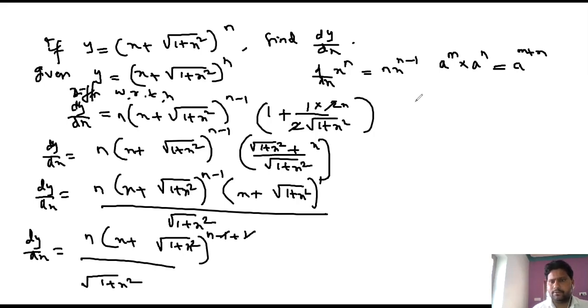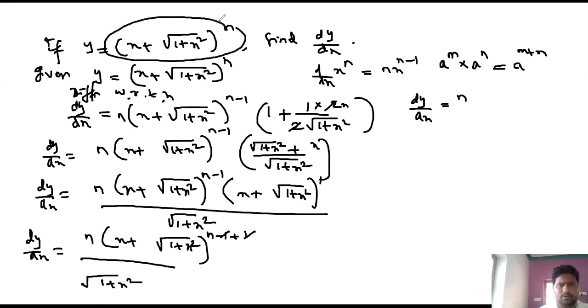So now dy by dx is equal to n into (x plus square root of 1 plus x square) raised to n, divided by root of 1 plus x square. Observe the given: (x plus square root of 1 plus x square) raised to n is nothing but y, that is given. I substituted it here. This is n into y divided by square root of 1 plus x square. This is the answer. n into y divided by root of 1 plus x square. This is dy by dx.